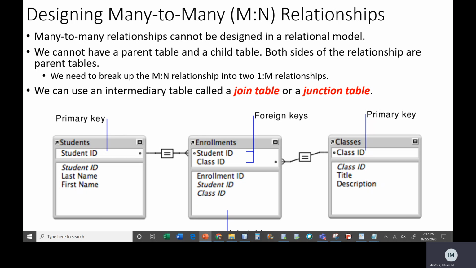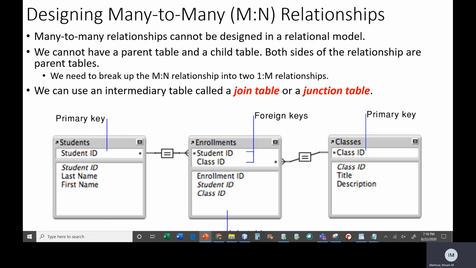Can't do that. At the same time, I can't take the primary key, which is class ID, and store it in the student table because the student is taking many classes. So I can't have a column that just lists all the classes they're taking, because we said columns have to have simple and atomic values. So I can't take the primary key of one entity and store it in the other entity as its foreign key. So what do we do? We create a join table.